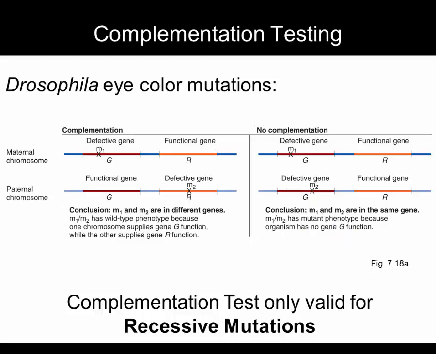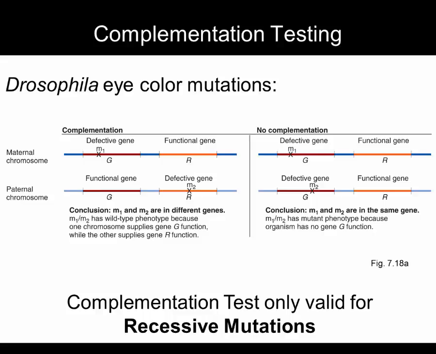We could imagine the same system with Drosophila eye color. Let's say that eye color is controlled by two genes, G and R, and we have two mutant flies with mutations M1 and M2. We don't know if M1 and M2 are mutations in the same gene or different ones, so we can cross the mutants and look at the offspring. If M1 is in G and M2 is in R, then their offspring will be wild type because they will still have one functional G and one functional R gene.